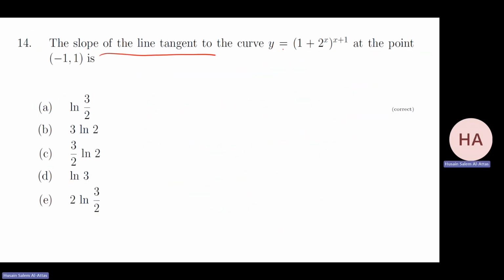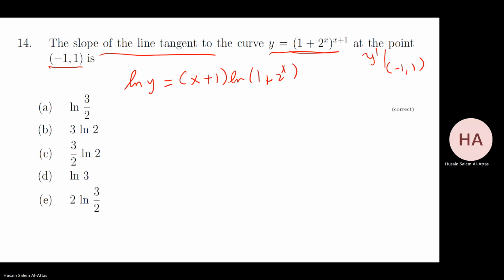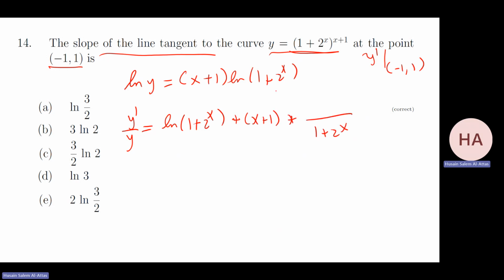The slope of the line tangent to this at the point this. So you need to find y prime at the point minus 1, 1. How to find y prime? Take ln of both sides. It will be x plus 1 ln of 1 plus 2 to the power x. Do the derivative. Differentiate: y prime over y will be ln of 1 plus 2 to the power x plus x plus 1 times, this is 1 plus 2 to the power x, derivative of this, which is 2 to the power x ln 2.